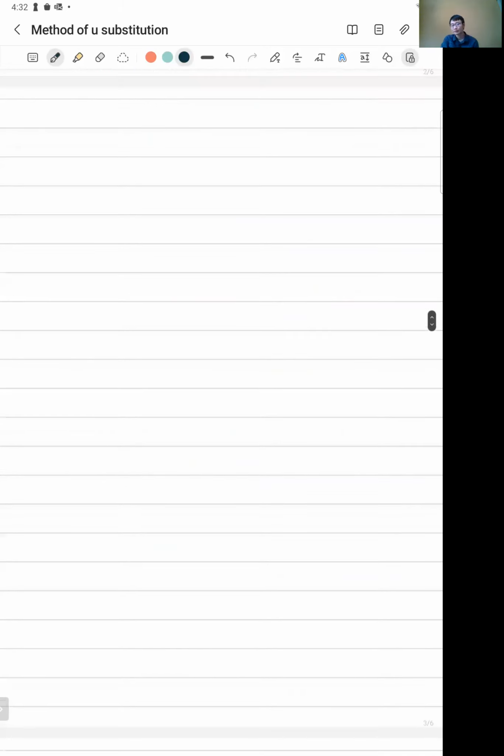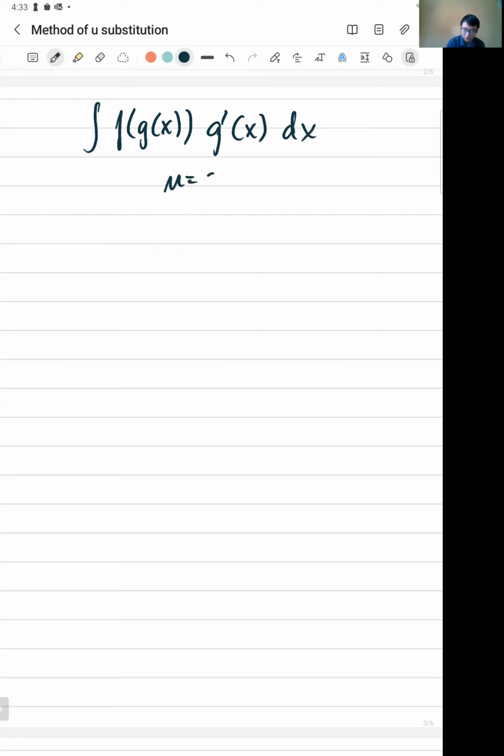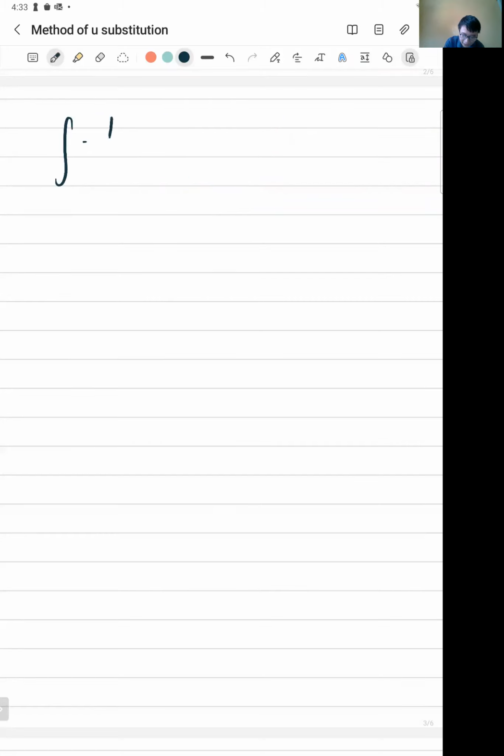So to sum up from today's video, if you spot everything in this form, we can use substitution by setting u as g of x. Sometimes it's not obvious in this format. So what I mean is, what if I ask you to differentiate, sorry, integrate this function? How can you do this?